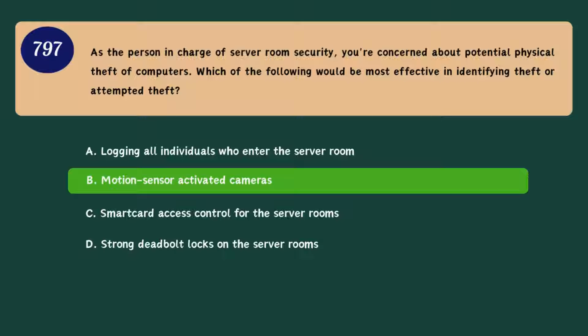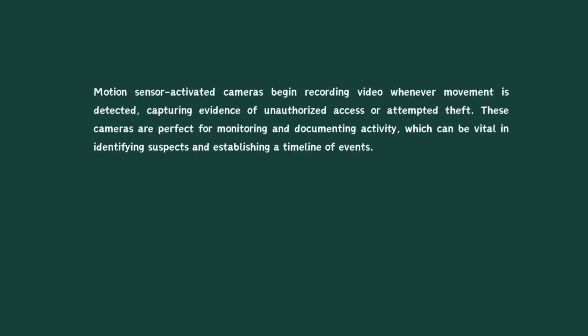Correct answer, B. Motion sensor activated cameras. Motion sensor activated cameras begin recording video whenever movement is detected, capturing evidence of unauthorized access or attempted theft. These cameras are perfect for monitoring and documenting activity, which can be vital in identifying suspects and establishing a timeline of events.